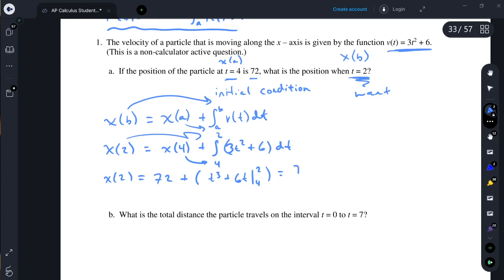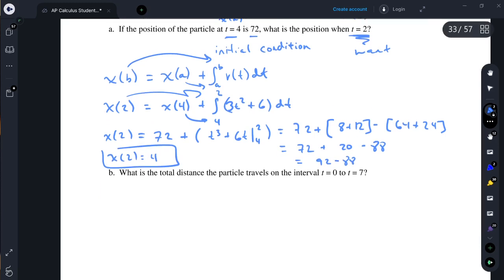It's important to put this in parentheses because we don't want to add the 72 in there. This gives us 72 plus the integral. We plug in 2: 2 cubed is 8 plus 6 times 2 is 12, minus 4 cubed is 64 plus 6 times 4 is 24. That's 72 plus 20 minus 88. That gives us 92 minus 88, so x of 2 is 4.